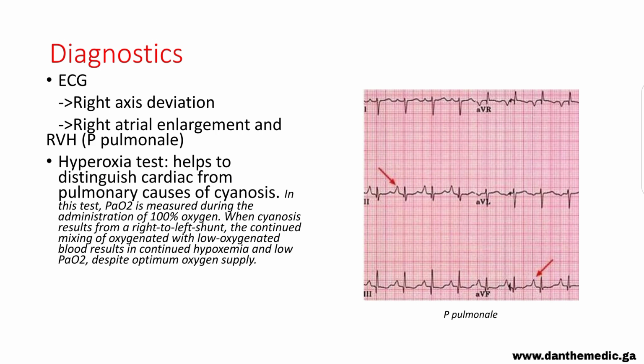Now we can also do a hyperoxia test. This test helps to distinguish between the cardiac cause and the pulmonary cause of cyanosis. In this test, the partial pressure of oxygen is measured during administration of 100% oxygen. If the cyanosis results from a right to left shunt, for instance Tetralogy of Fallot, there is continued mixing of the oxygenated and deoxygenated blood. This leads to a continuation of hypoxemia and low partial pressure of oxygen despite administering 100% oxygen. So there's no relief in this case.